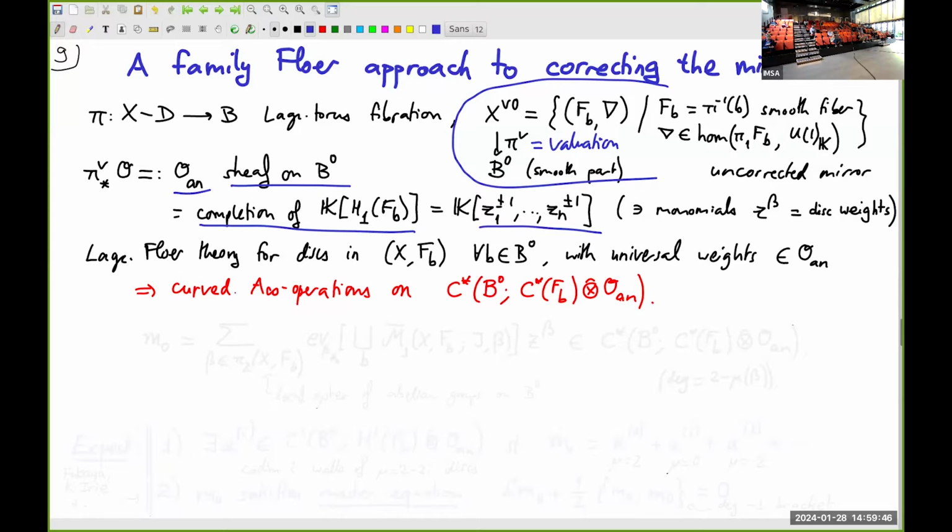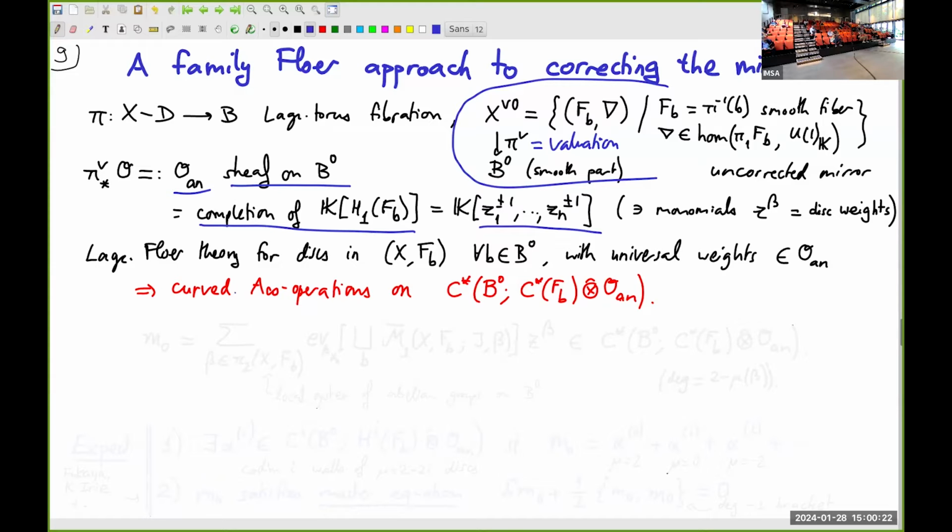Okay. And so the claim is, out of this Lagrangian Floer theory, we should be able to build curved A-infinity operations, not just on the Floer complex of a single Lagrangian at once, but actually on basically some family Floer complex, which I will write as some flavor of cochains on B with coefficients in cochains on the fiber with coefficients in O_N. And of course, by some kind of Künneth thing, you could also just say this is some flavor of cochains on X with coefficients in the pullback of O_N, something like that.